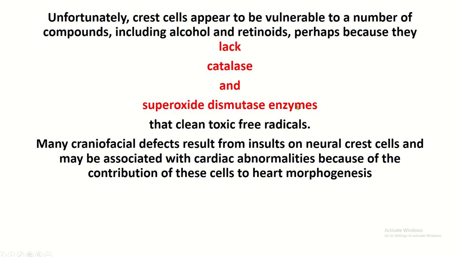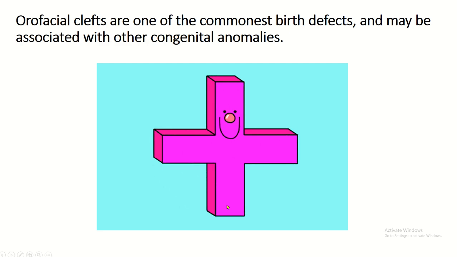Interestingly, two enzymes are lacking within the neural crest: catalase and superoxide dismutase. These enzymes clean toxic free radicals. So these cells are easily destroyed by the free radicals.